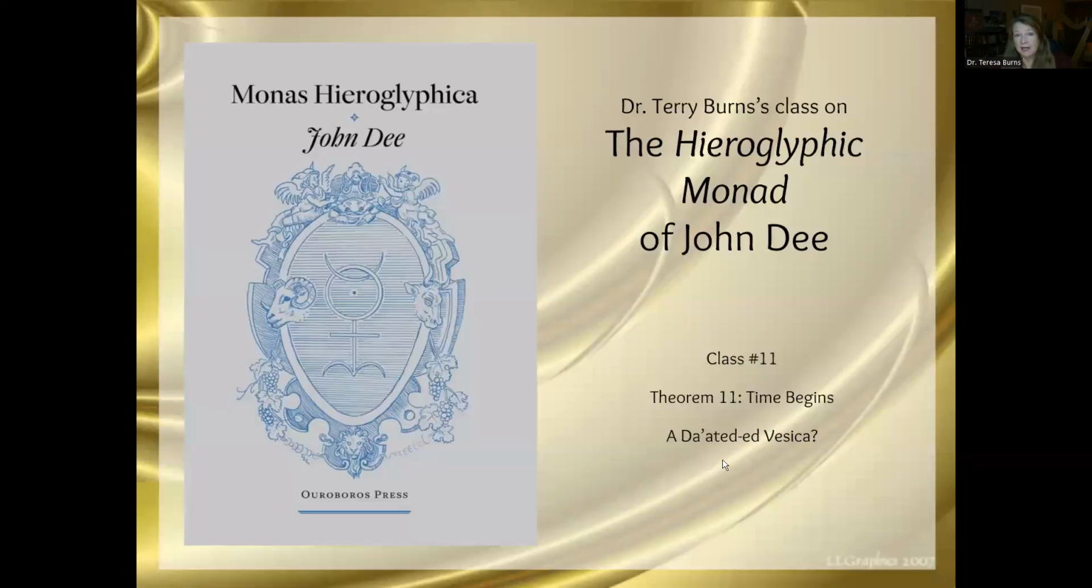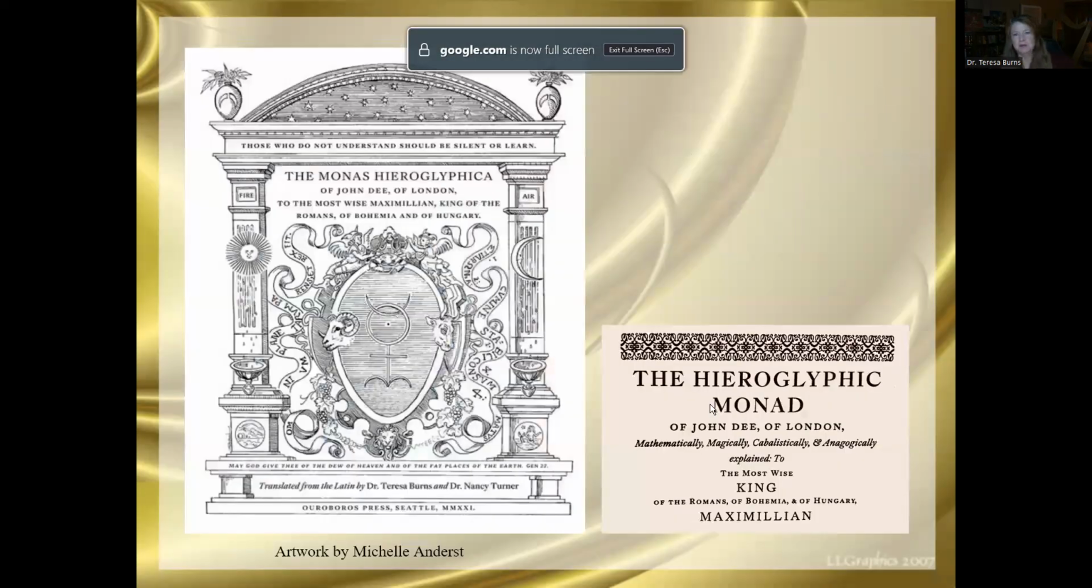I promised you this would be a relatively short class, so let me share my screen here and we will get going. In the last theorem, Theorem 10, we had a very long class applying Theorem 10 back to the first 10 theorems. And we had the sort of Kabbalistic Big Bang. So now time has begun, and we're going to call this class a dotted vesica. I'll talk about what I mean about that as we go through the theorem.